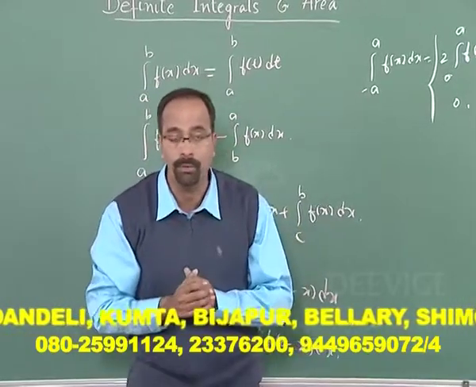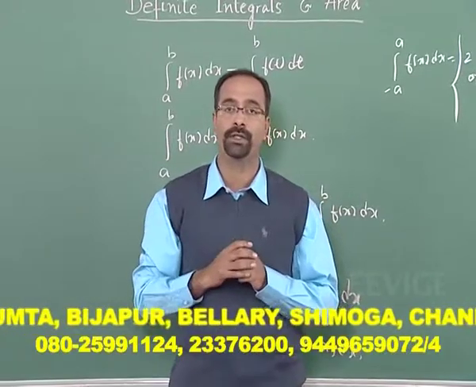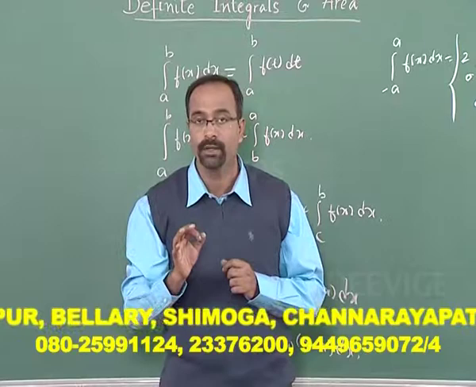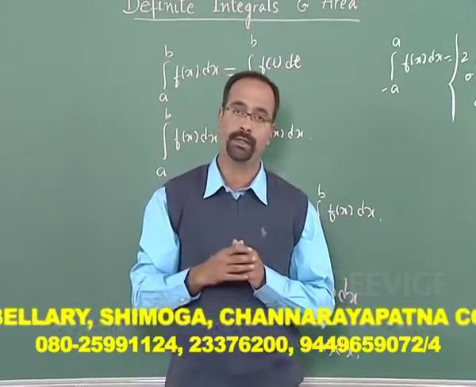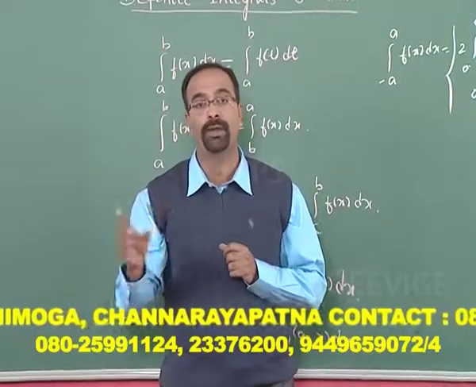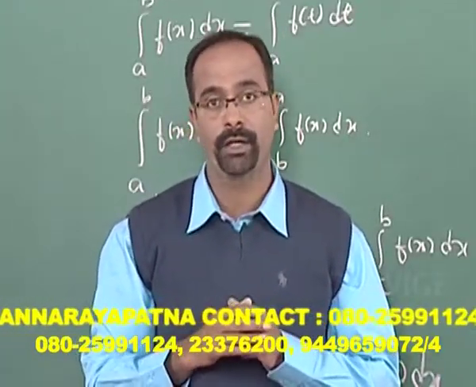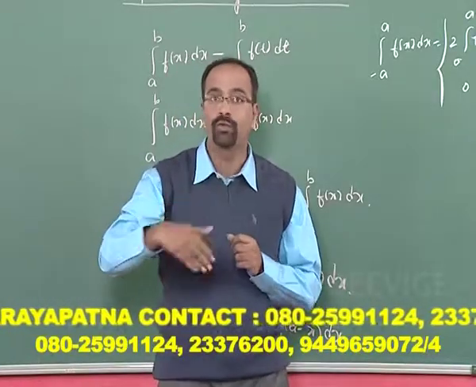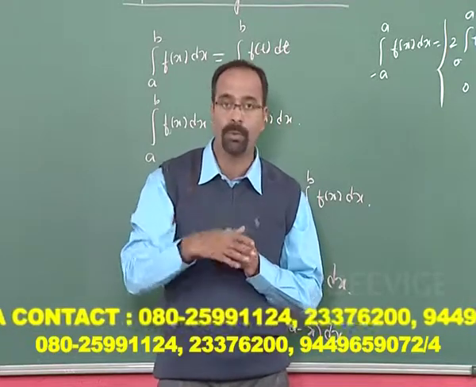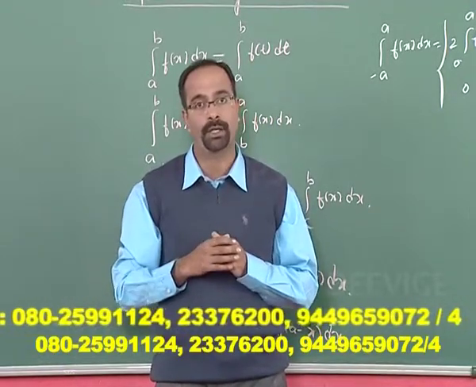The next important property of definite integral is integral of 0 to 2a f of x dx is equal to 2 times 0 to a f of x dx if f of 2a minus x is f of x, and is equal to 0 if f of 2a minus x is minus f of x. Like this, there are many properties of definite integral. I will explain you whenever we take the problem one by one. Whenever a new problem comes based on the different property, I will explain you that property once again.